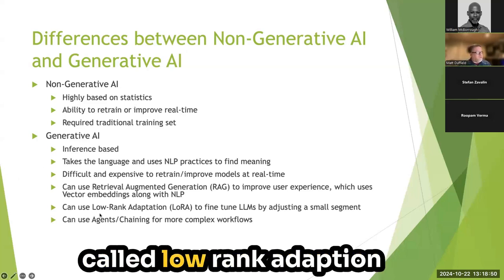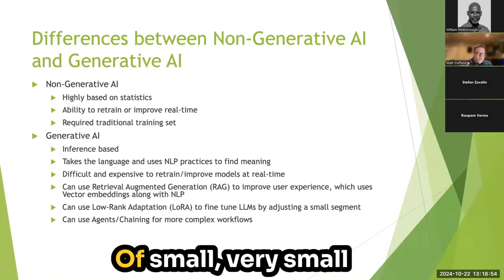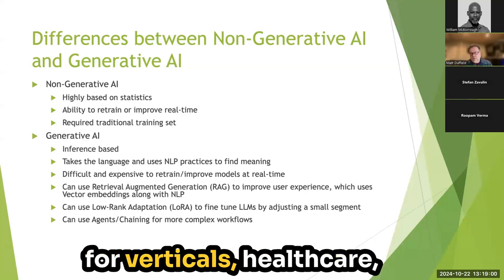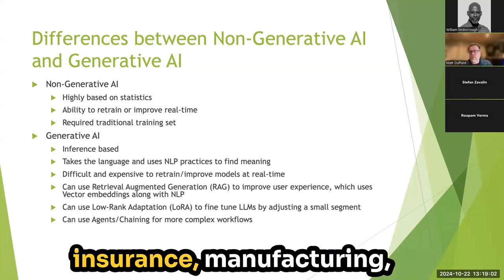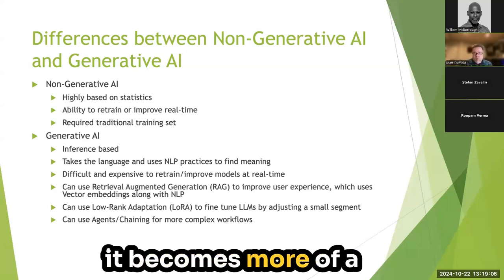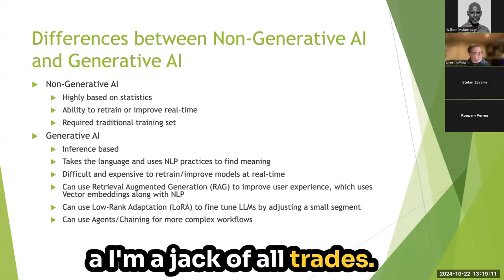They also have something called low rank adaptation, or LoRA, which allows us to make adjustments of very small segments, specifically for verticals, healthcare, insurance, manufacturing, finance, and you can do adjustments so that it becomes more of an expert system instead of a jack of all trades.